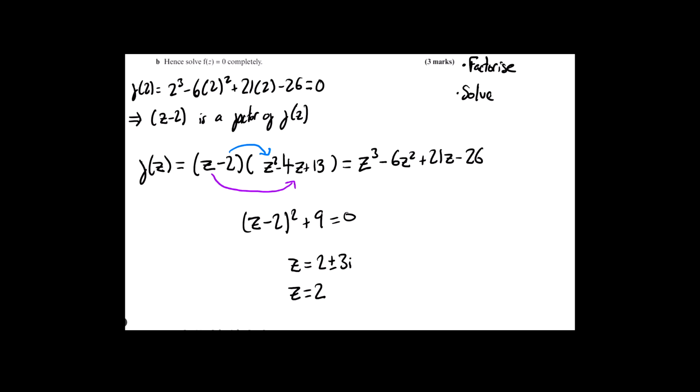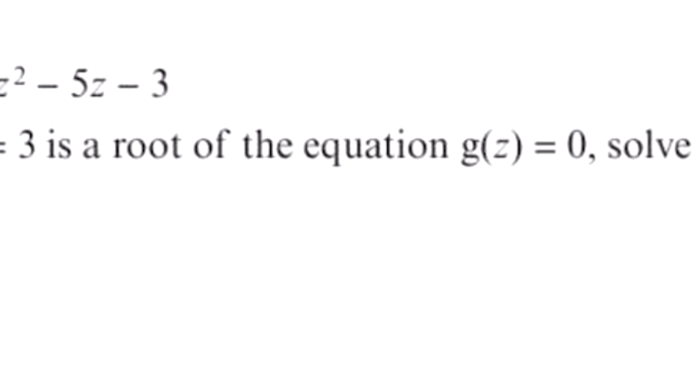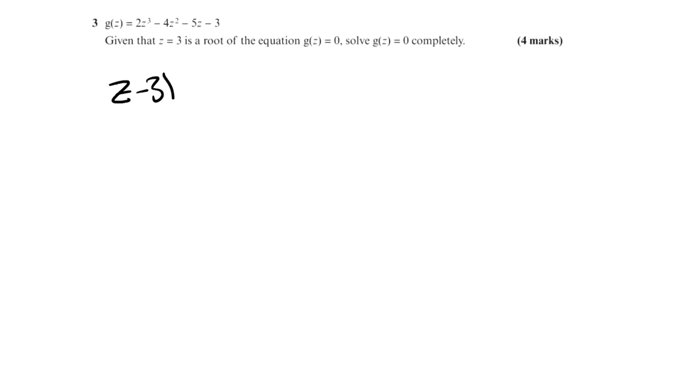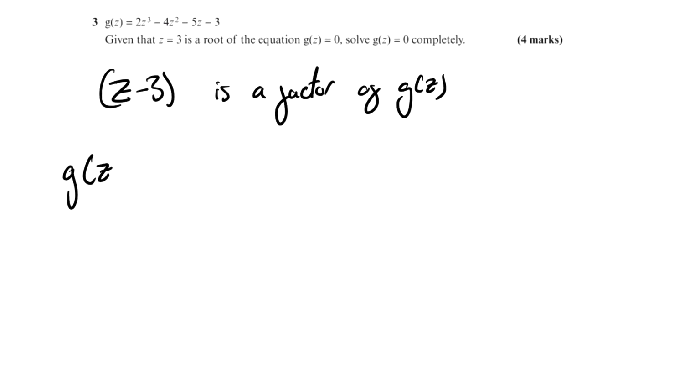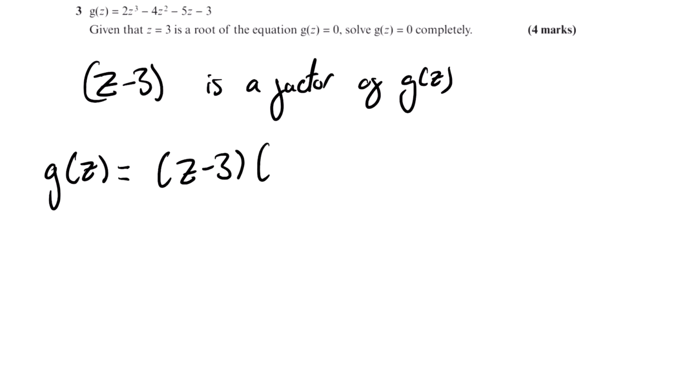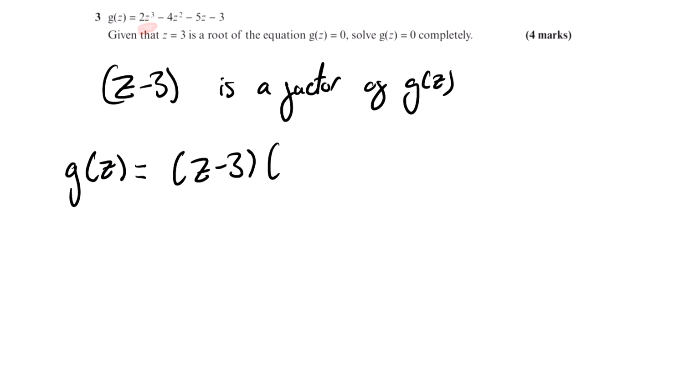Now that may have been a bit confusing, but I'm going to do it quick just to show you how I'd normally do it. Okay, so here z equals 3 is a root, so that means z minus 3 is a factor. So that means g of z equals z minus 3 times some quadratic. And here we've got a 2z cubed here, so this means this has to be 2z squared. We have a minus 3 here, so that means the constant at the end is going to have to be a plus 1.